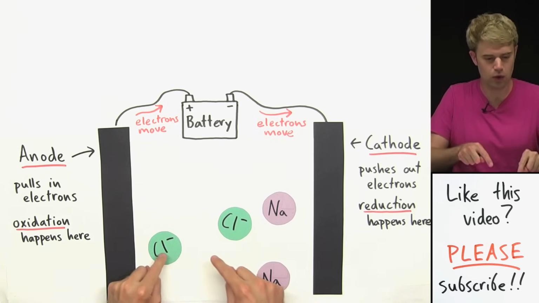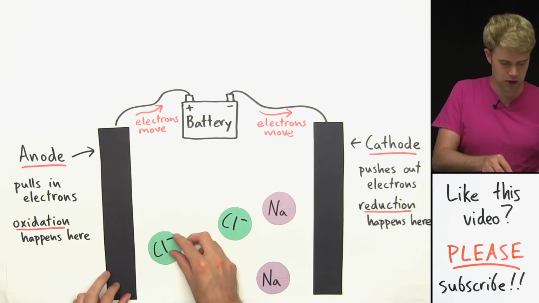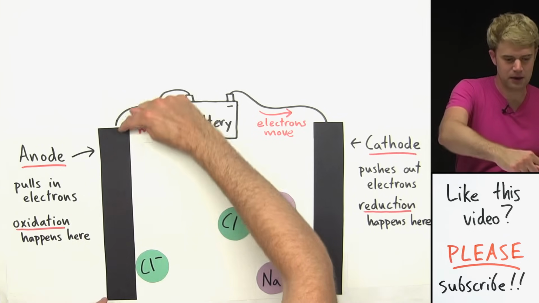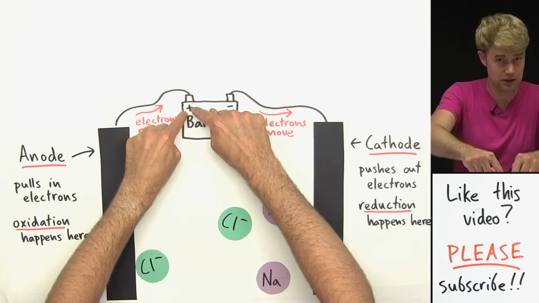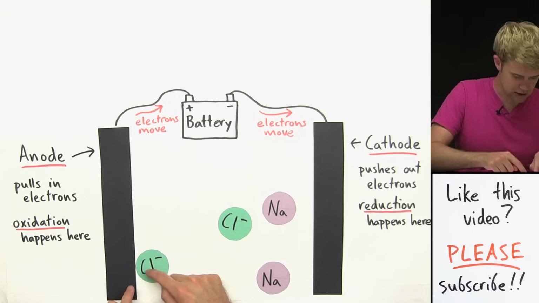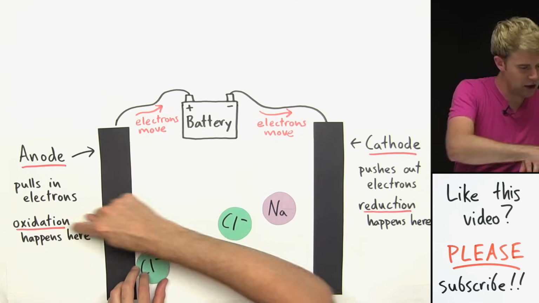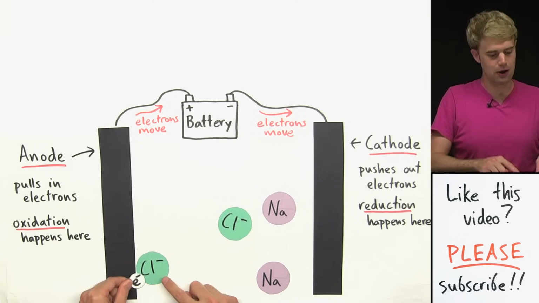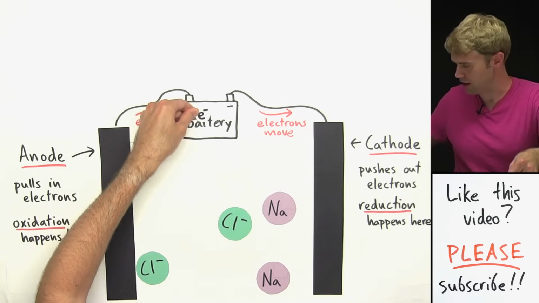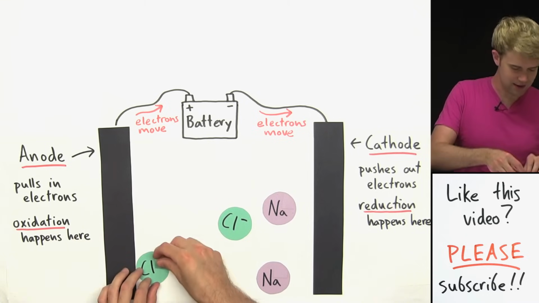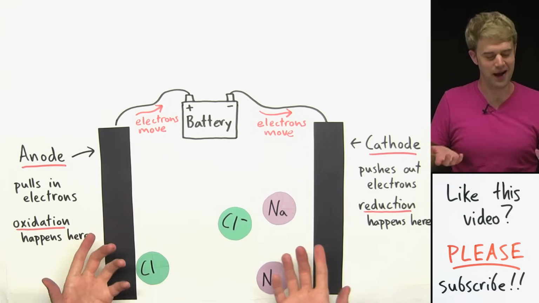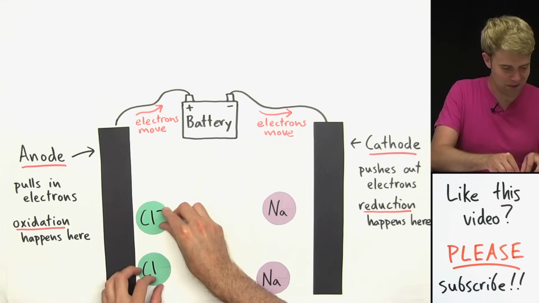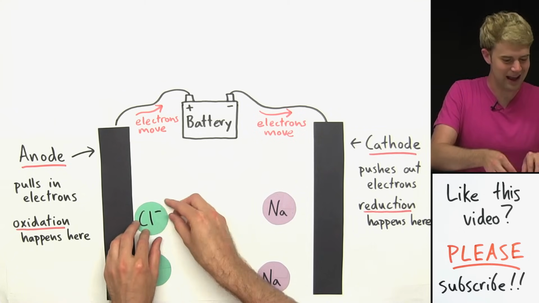Electrons are going to be pulled out of these ions. So we got this chloride over here. It's attracted to the anode because the anode is hooked up to the positive side of the battery, and this is negatively charged, so it's going to be pulled over here. And the anode is pulling in electrons, so one of the electrons from the Cl- is going to be pulled up towards the battery, and that is going to cause the negative charge to go away because it's lost one of its electrons. And then over here, this Cl- is also going to get attracted to the anode.